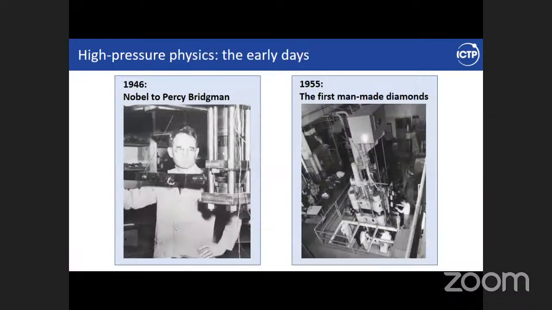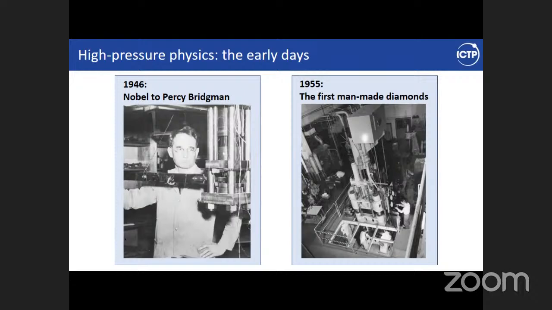How do we know all this? Well, we know because high pressure has been a very prolific field of research. Let me just mention that it also gave one of the most unknown Nobel Prizes ever. I doubt that you ever heard the name of Percy Bridgman, unless you're a philosopher, because he was also a philosopher. He got the Nobel Prize in 1946 because he was the first one to achieve very high pressures in a press, in a lab.